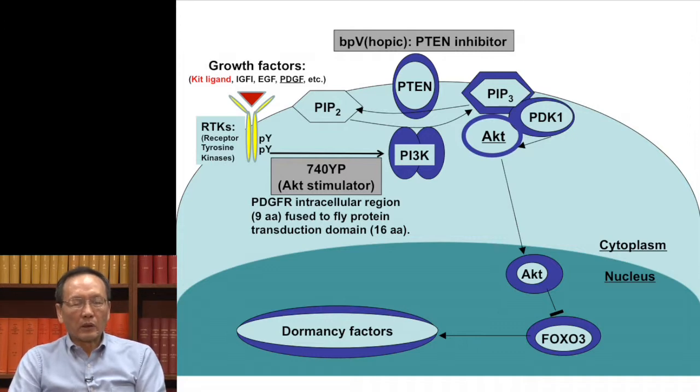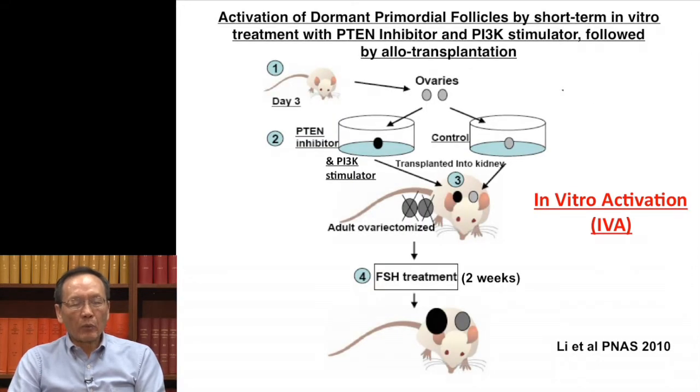So in this slide, we published in 2010, using a rodent model, we took day 3 animal, as shown in the left-hand upper corner, number 1 there. Day 3 animals, the ovary only have primordial follicles. So we took the 1 ovary out and treated with P10 inhibitor. The other side of the ovary, we took it out and without any treatment.